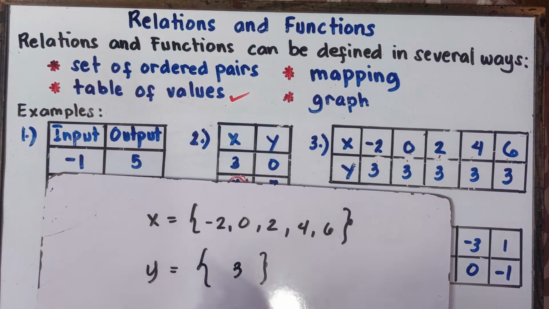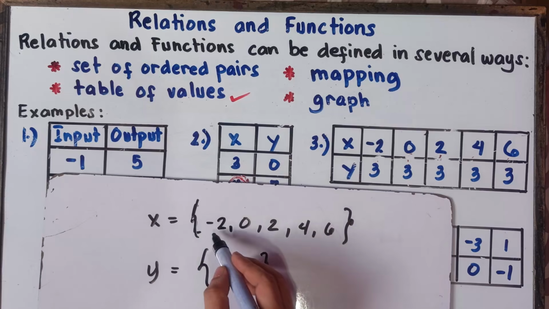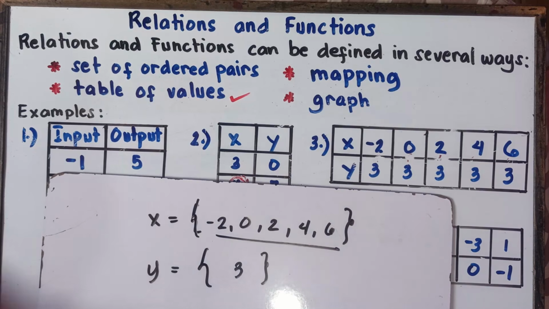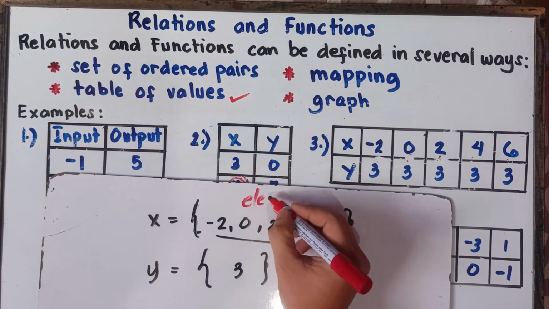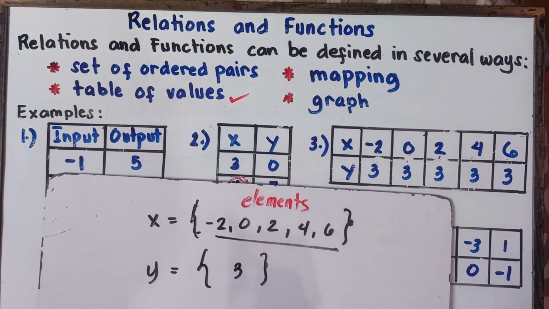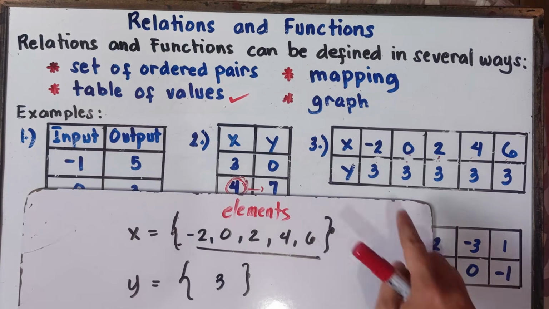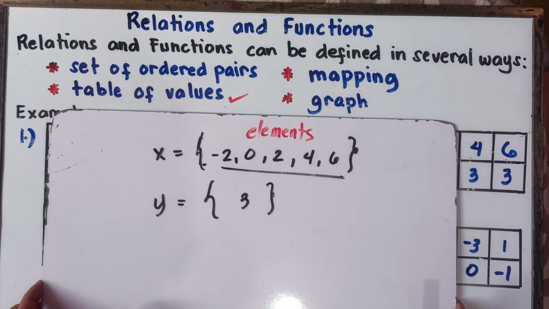Inside these braces, this one right here, we call these elements. The numbers negative 2, 0, 2, 4, 6, you can call elements. Now, elements are unique. You are not allowed to have repetition. So if you have five 3s, simply write down one 3. Five 3s will be the same as one 3. You are not allowed repetition.